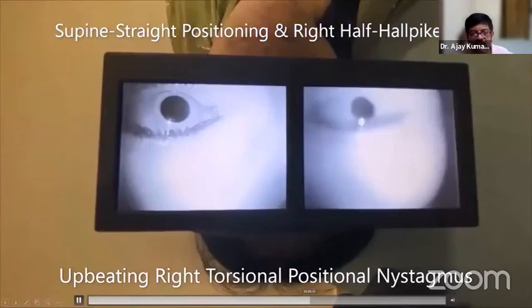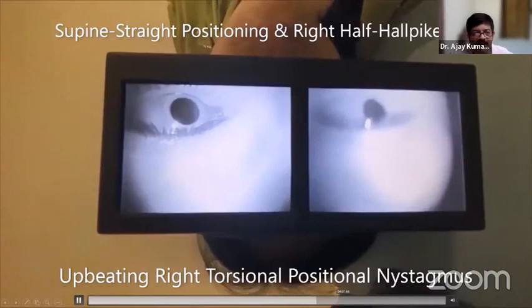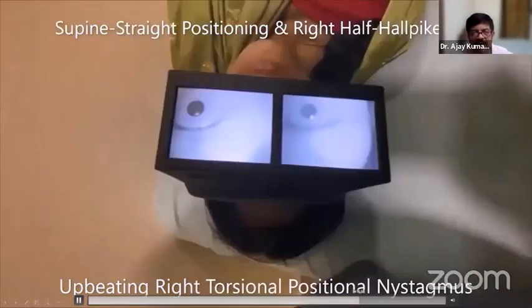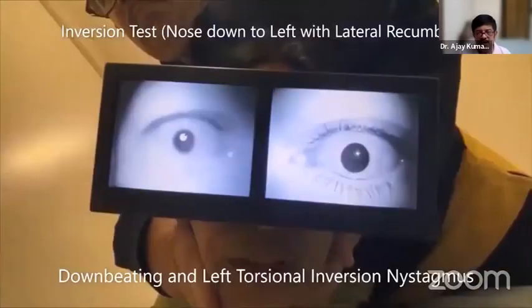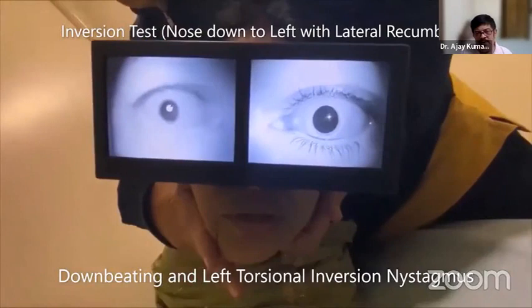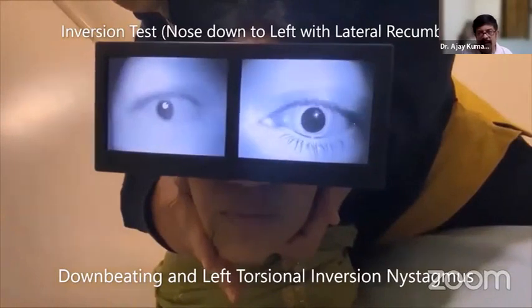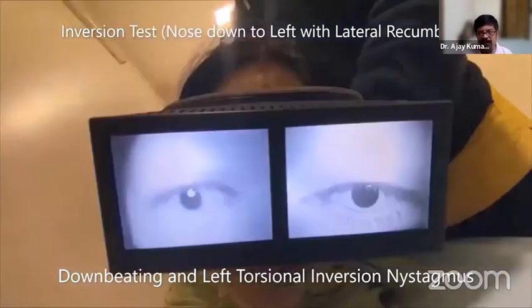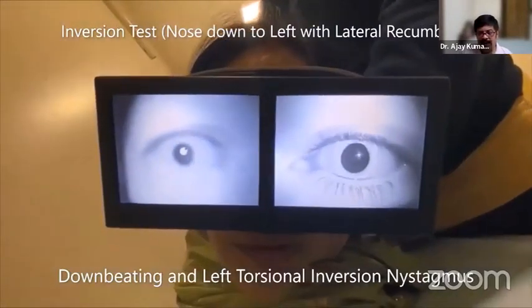Then we did a half Hallpike position, upbeating right torsional nystagmus, very faint. It is not as robust as it was seen in the right Dix-Hallpike test. And then we did an inversion test. The nystagmus becomes downbeating and left torsional. So there is no doubt that the posterior cupulolithiasis is present because of the positive inversion test. And in my opinion, the canalolithiasis is also present because the nystagmus, that is the reversal nystagmus, had the opposite direction on getting up from supine.